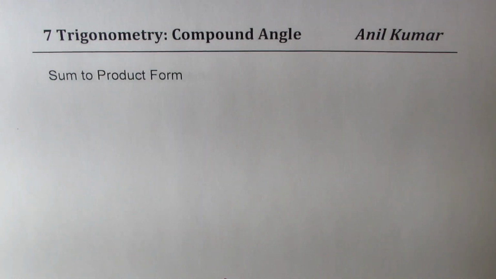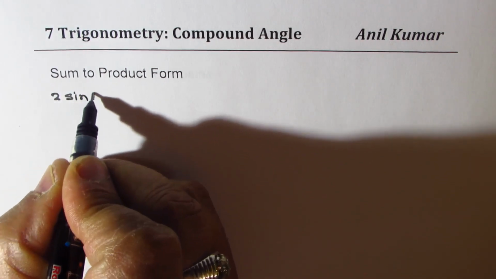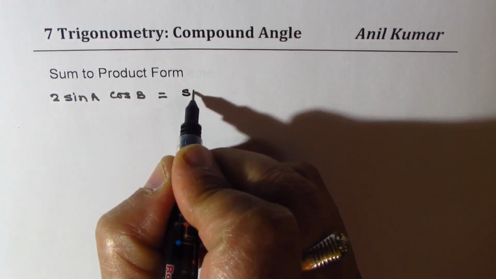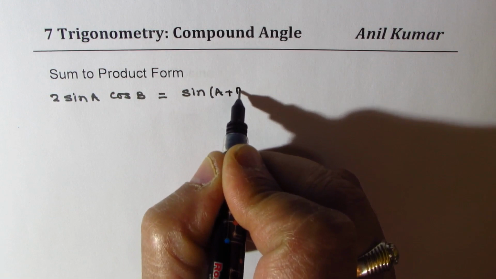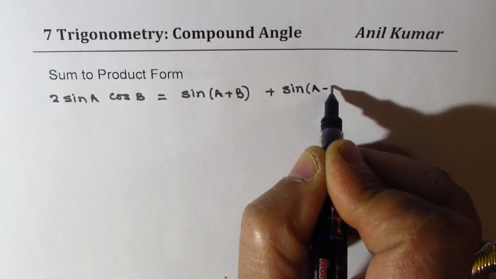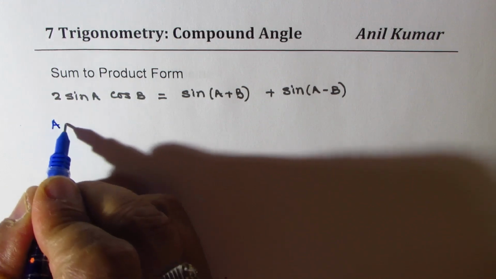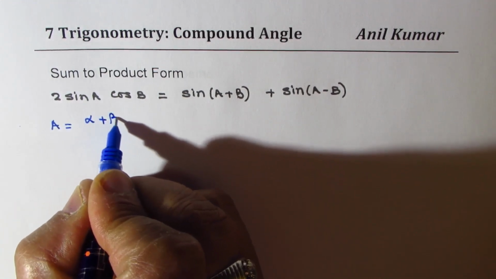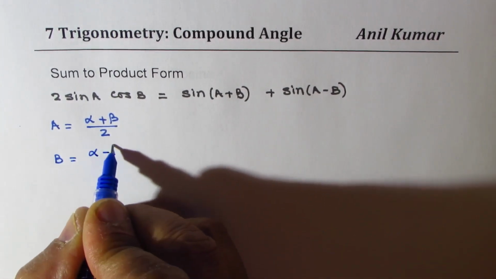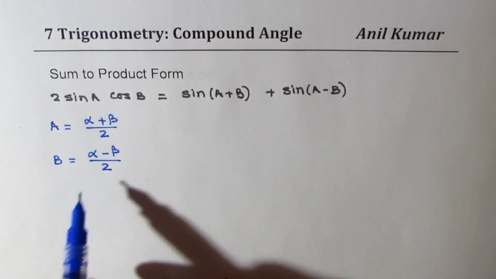Let's see how. So let me rewrite the equation we just got, which is 2 sine a cos b is equal to sum of sine a plus b and sine a minus b. Now we'll do a substitution. That is to say, we will write a as alpha plus beta by 2, and we'll write b as alpha minus beta by 2, right? In that case, left side we get like this.